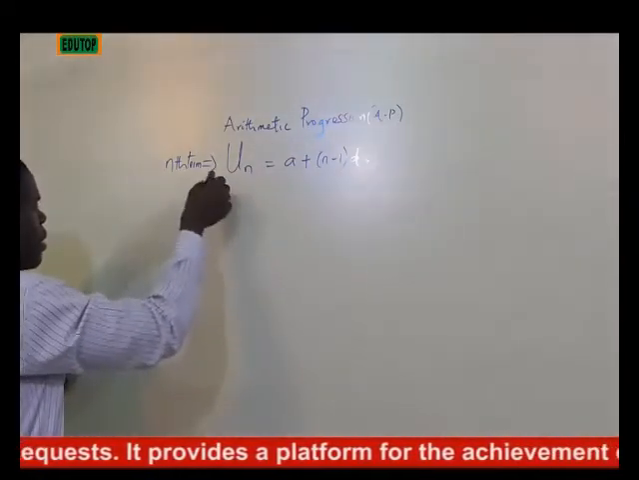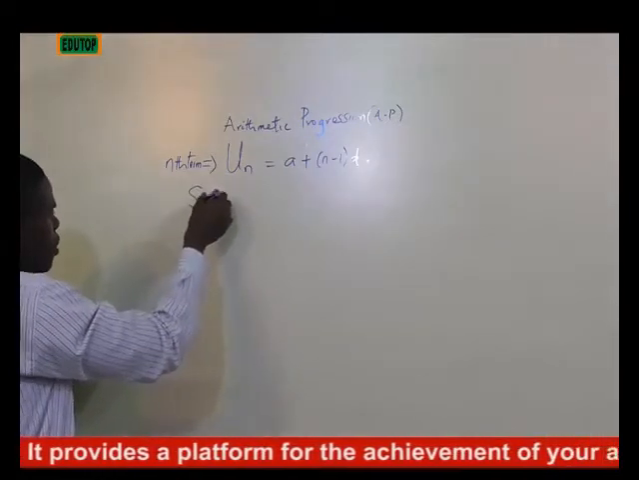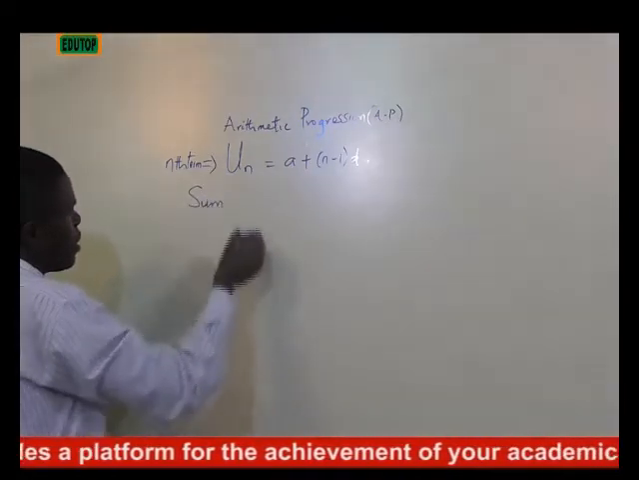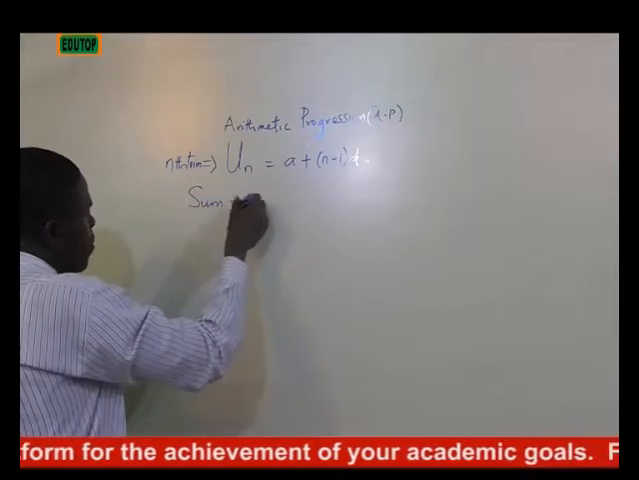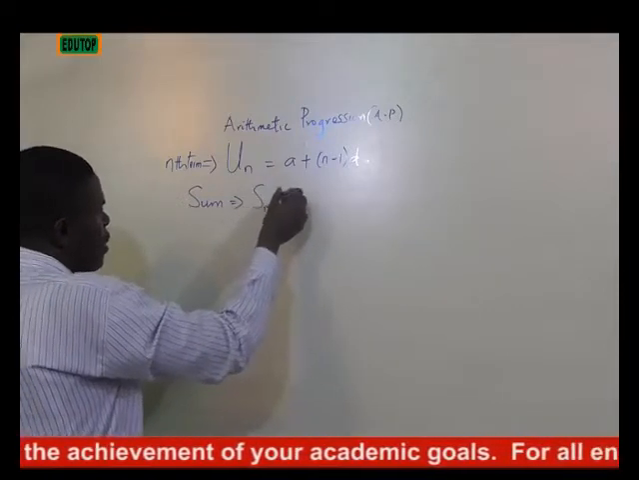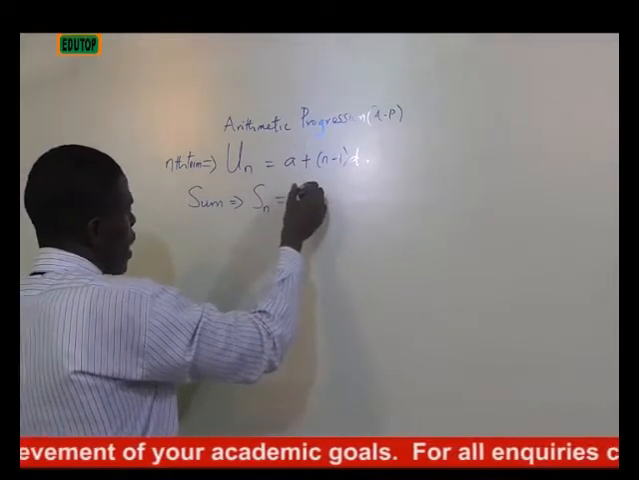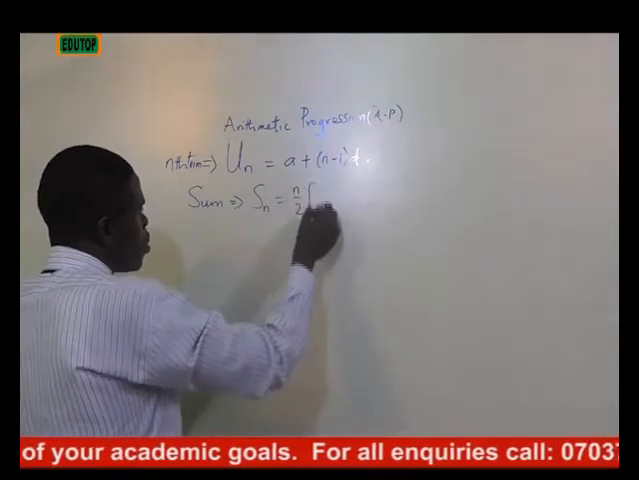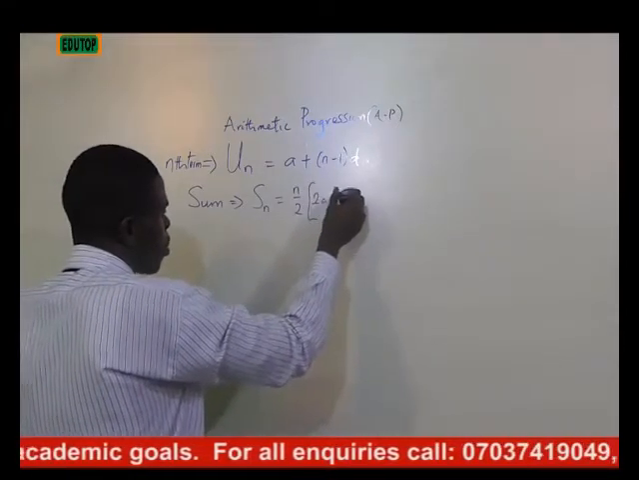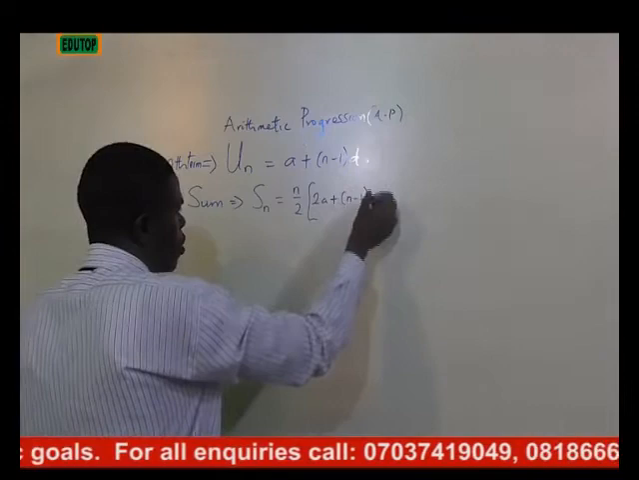Then the next is the one we call the sum. The sum is also denoted by Sn, which is equal to n over 2 into (2a plus (n minus 1)d).